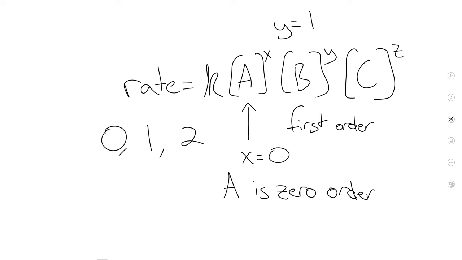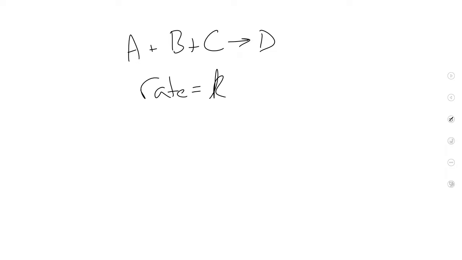It means that your rate is proportional to that concentration. If you double your concentration of B, you double your rate. Z is a little bit weird, or if we have a second order reaction. If we had a reaction that was A plus B plus C goes to D, and our rate law looked like C squared, if you double your concentration of C, what does that do to your rate?